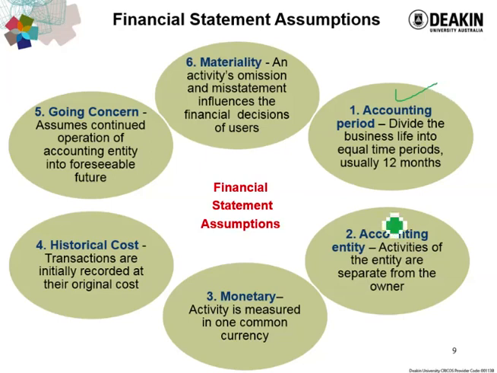Second, accounting entity assumption. Accounting entity assumption means the transactions of a business and the transactions of the owners must be separately accounted for. They should not be mixed up. However, this assumption is usually a problem for small business or family-owned business. Third, monetary. Monetary assumption means the activity is recorded using one single currency, for example, AUD. So we can add and deduct the figures.